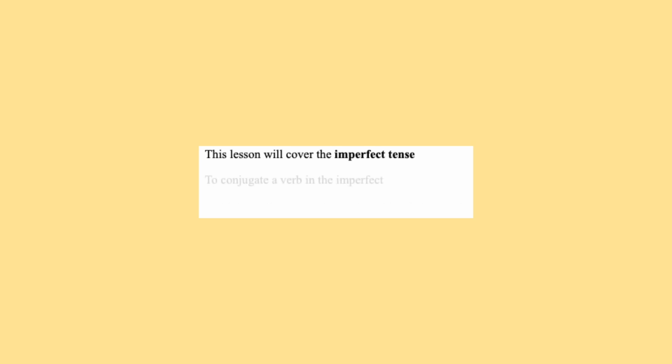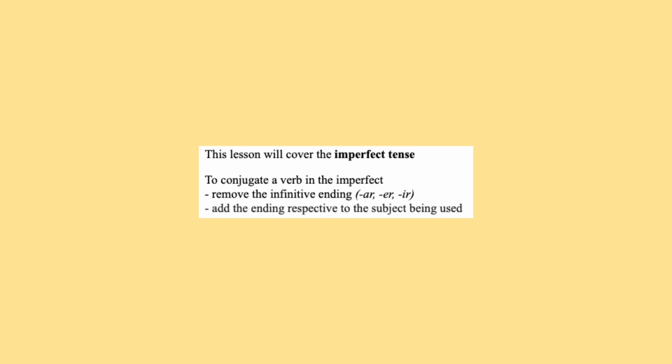Imperfect verb conjugations are formed in this manner. We remove the infinitive ending, AR, ER, or IR, and then to that stem we add the respective imperfect ending, depending on the subject being used.